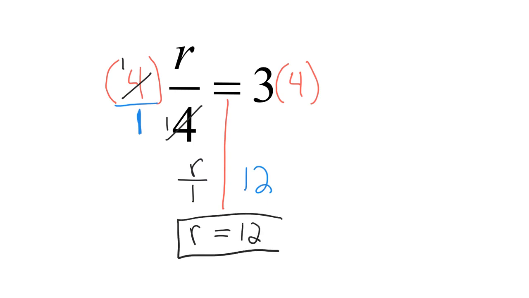So to get rid of fractions, and that's a thing that we can do, you multiply by the denominator. And whatever you do to one side, you have to do to the other side to keep that balance, just like the balance scale.